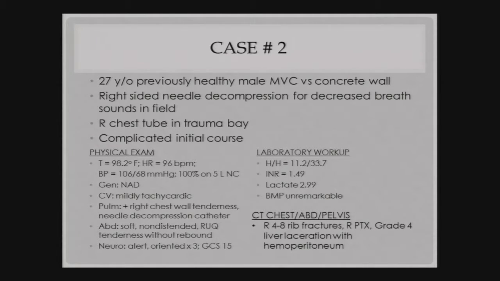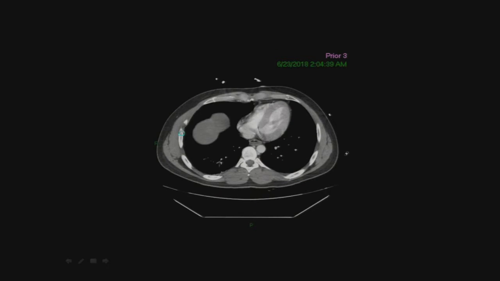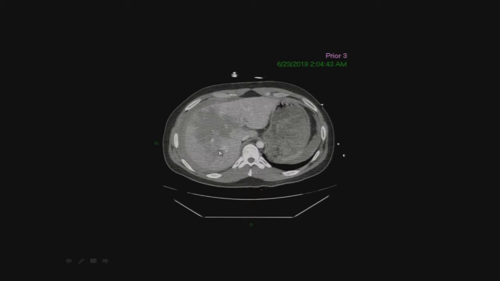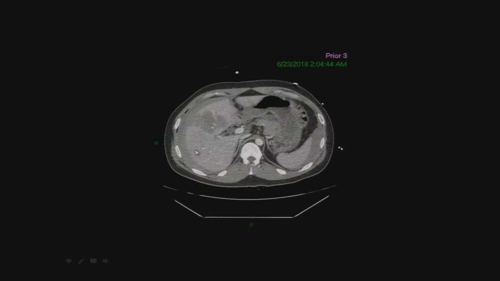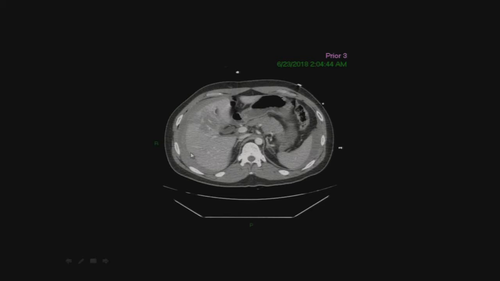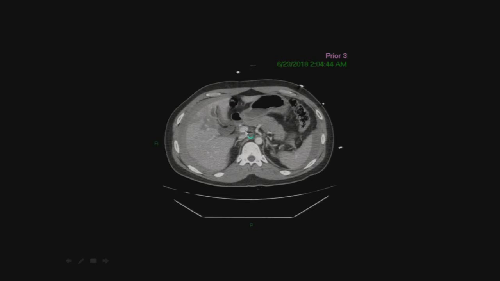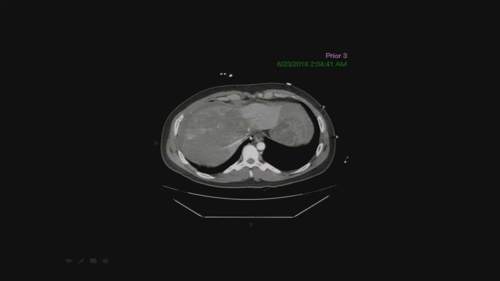On CT scan, you'll see multiple right-sided rib fractures, and then what was classified as a grade 4 liver injury due to 25 to 75% of a hepatic lobe involvement. But as we scroll down, you see a large hematoma here. There's no area of active extravasation identified on this scan, but I'll point out that you can see his portal vein is intact. However, he has pretty significant compression of his hepatic veins and also moderate hemiperitoneum.